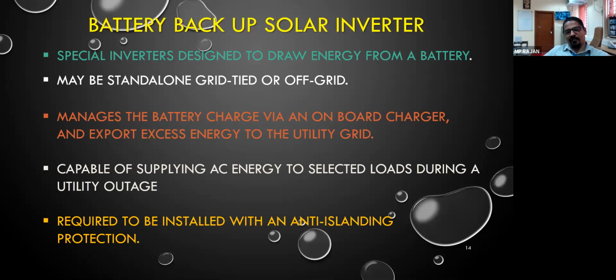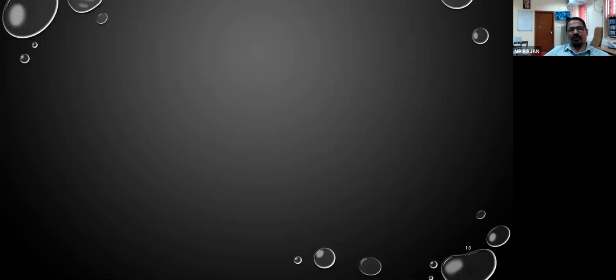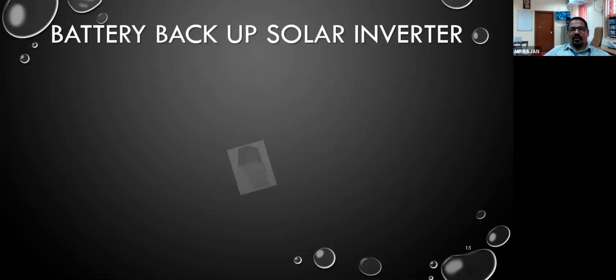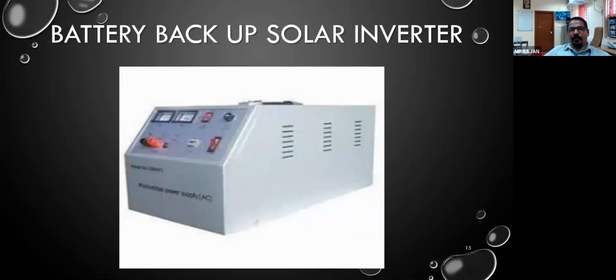So your solar supply will not be cut off. So there should be some electronic means to completely cut off your solar supply to the grid, in case the grid supply is not matching the solar, or when you are using more than one inverter. The system should not do this. So that problem is called islanding. So some anti-islanding protection is also okay. So you can see a picture of a battery backup solar inverter.